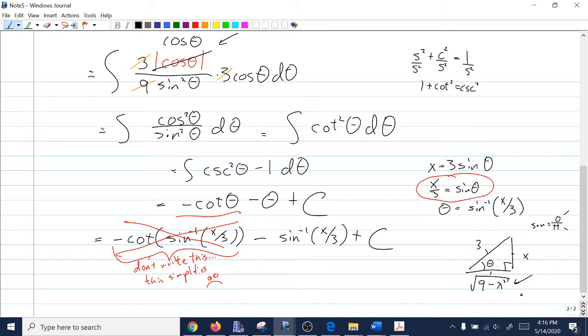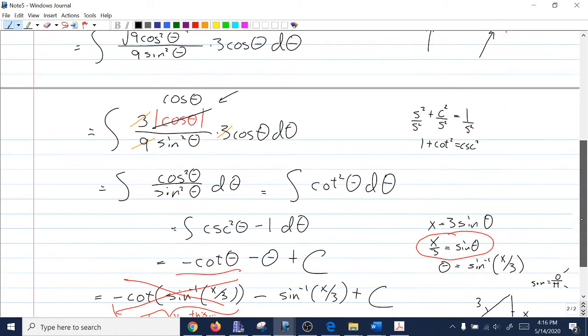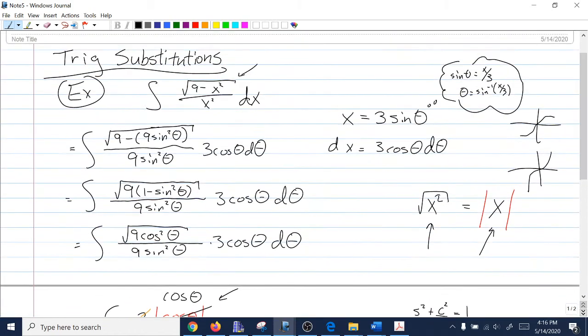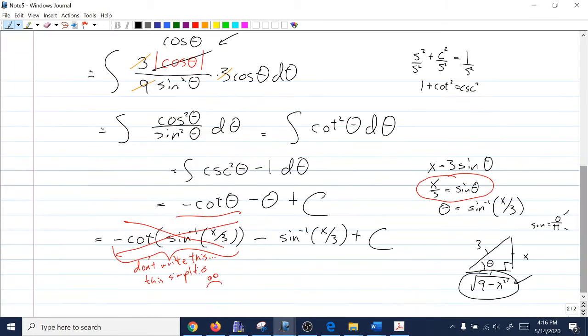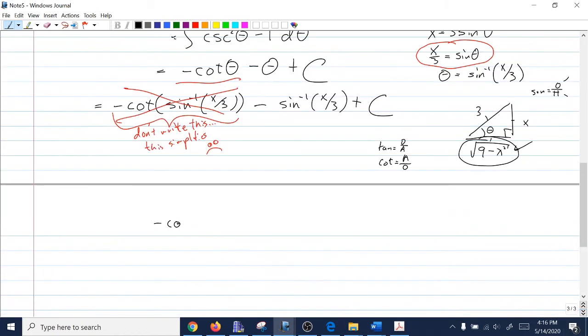In general, when you're doing this, that third side should probably be a thing that you saw in the original problem, and it is. Cool. So to tell you what cotangent theta is, that's a thing I can read from this reference triangle. Tangent is opposite over adjacent, so cotangent is adjacent over opposite. So negative cotangent theta minus theta plus c becomes negative. Cotangent is adjacent over opposite, that's root 9 minus x squared over x is cotangent theta.